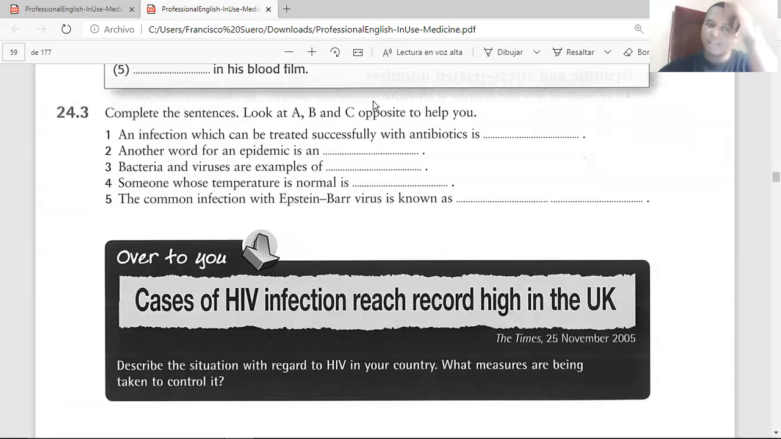Complete the sentence. Look at A, B, and C opposite to help you. An infection which can be treated successfully with antibiotics is curable. Another word for an epidemic is an outbreak. Bacteria and viruses are examples of microorganisms. Someone whose temperature is normal is a fever. The common infection with Epstein-Barr virus is known as glandular fever.